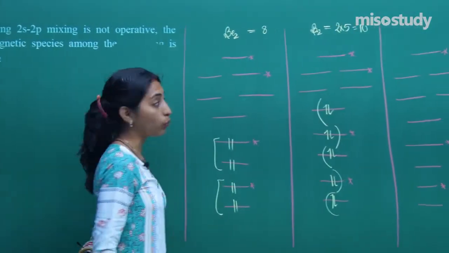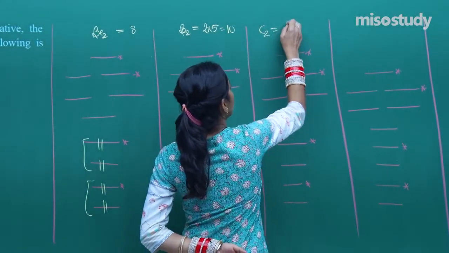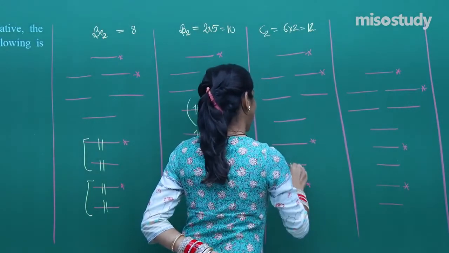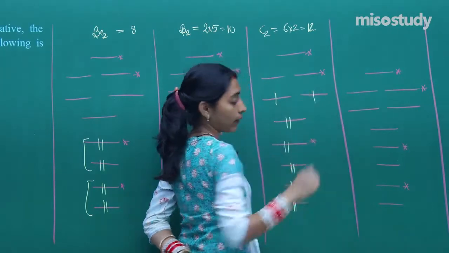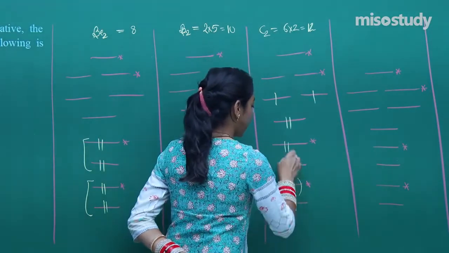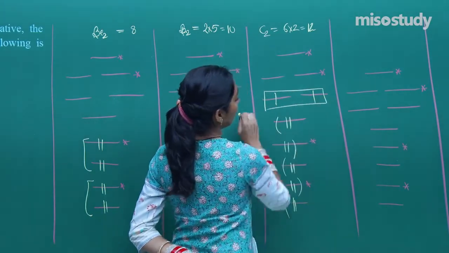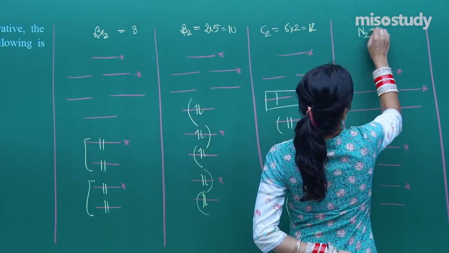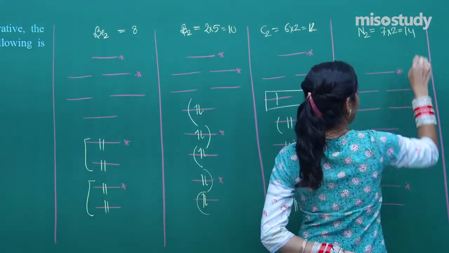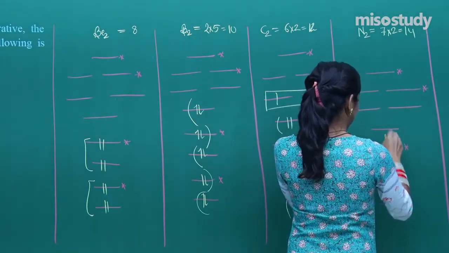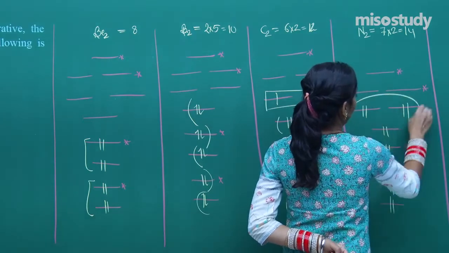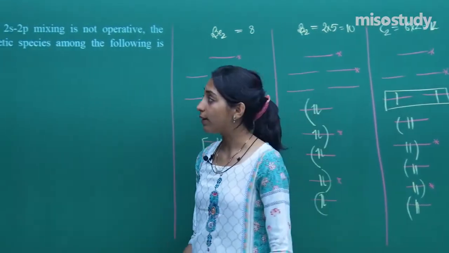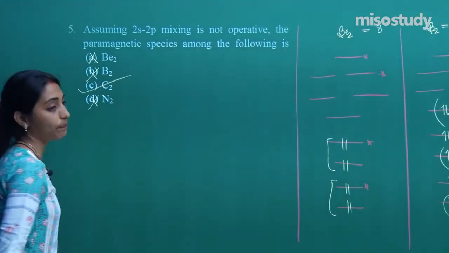Next I have is C2. So carbon is having a total of 6 into 2, 12 electrons, right? 1, 2, 3, 4, 5, 6, 7, 8, 9, 10, 11, 12. Fine. Now see, paired. But both of them are unpaired. So C2 will be paramagnetic. And now moving on to our next option, N2. So nitrogen is having 7 into 2, 14 electrons. 1, 2, 3, 4, 5, 6, 7, 8, 9, 10, 11, 12, 13, 14. Paired. Okay. So this is also diamagnetic. Finally, simply going to the answer C.